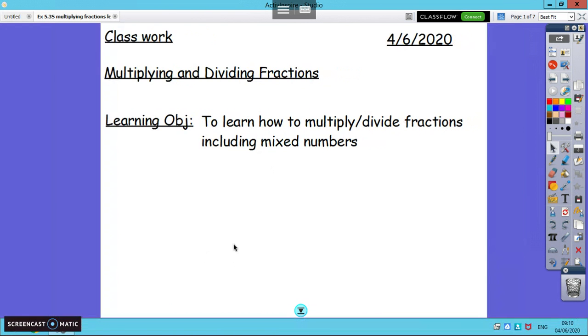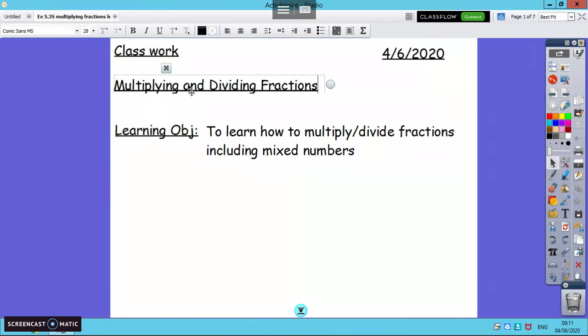Okay, good morning, Year 9. So what we're going to do today is we're moving on from adding and subtracting fractions, and we're going to move on to actually not multiplying and dividing fractions. We're just going to move to multiplying.